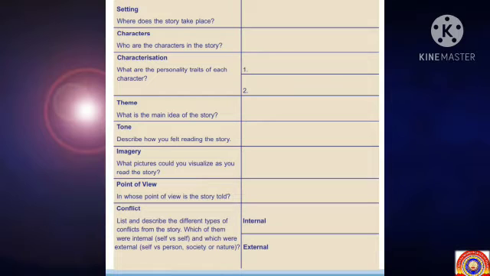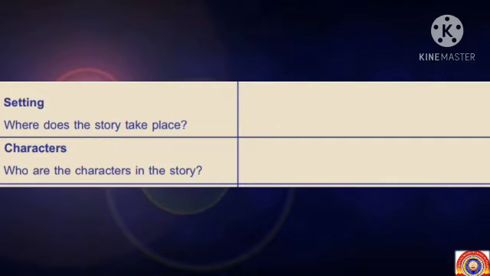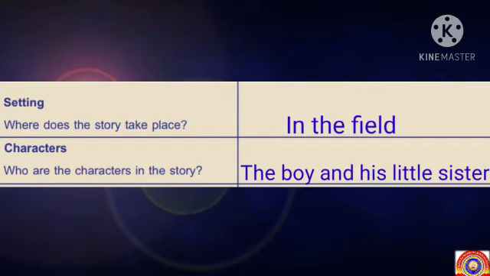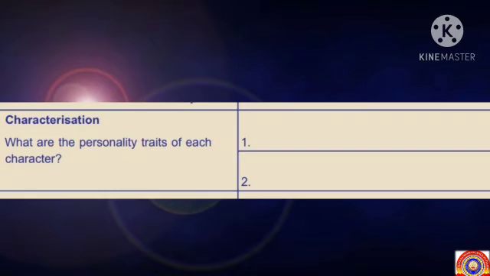Okay, let's do it. First one, setting. Students, where does the story take place? Yes, very good. In the field. Now, characters. Who are the characters in the story? Yes, very good. The boy and his little sister. Look at the next one. Characterization. What are the personality traits of each character?